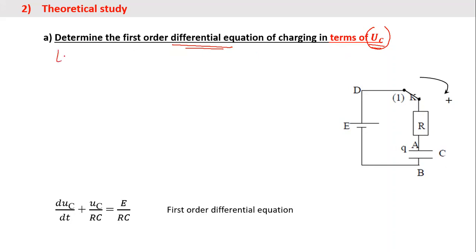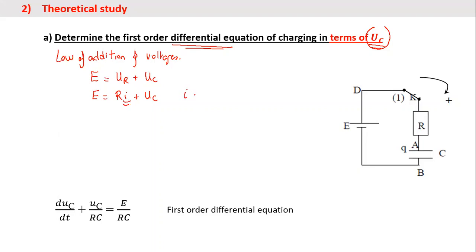We'll start with the law of addition of voltages in series, which will give us that U across the dry cell, which is E, equals U across the resistor plus UC. This means E equals R times I plus UC. But we want to find it in terms of UC. This means I must have another variable than I.